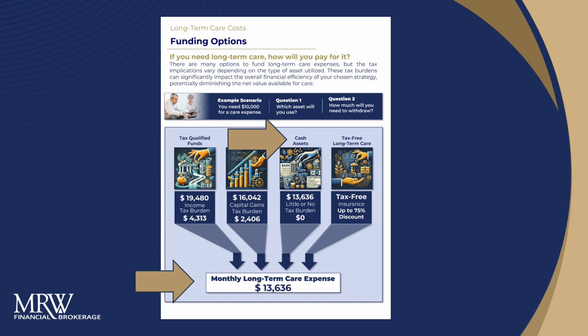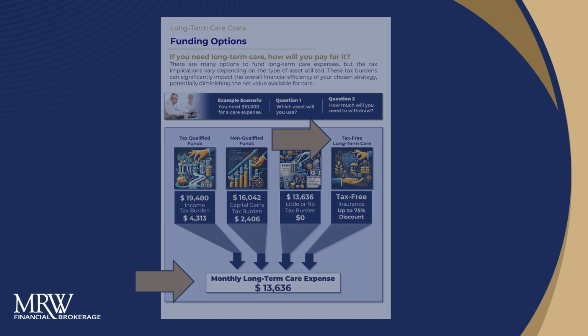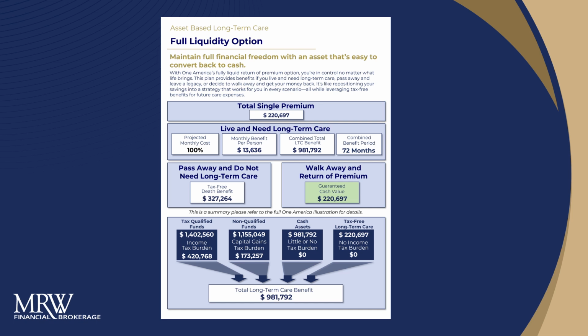They're going to have to withdraw $13,636. Well, the goal of a long-term care plan is to use tax-free funds and get up to a 75% discount. So let's look at this. And the first option I always show is the full liquidity option. This is One America's asset care plan.